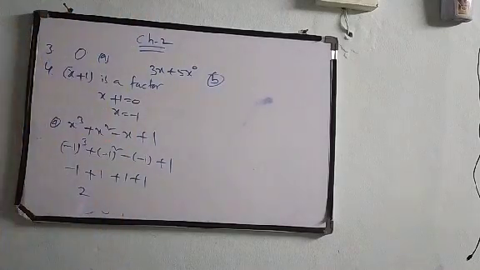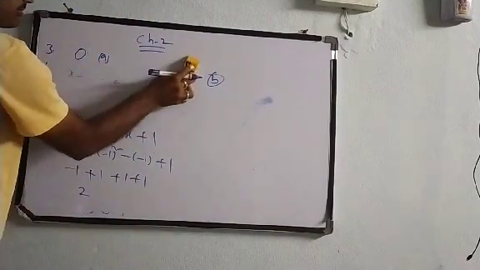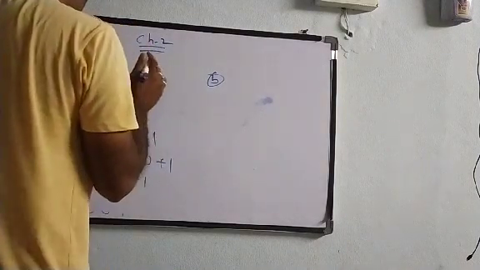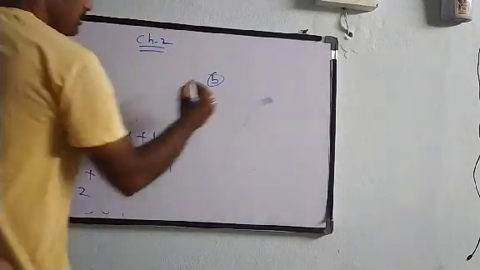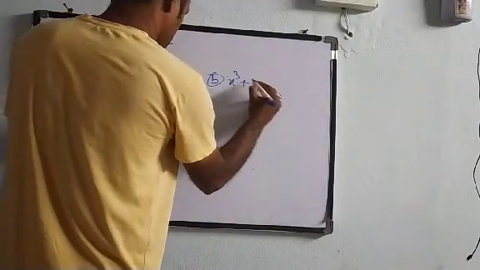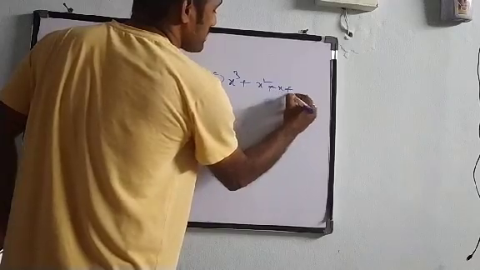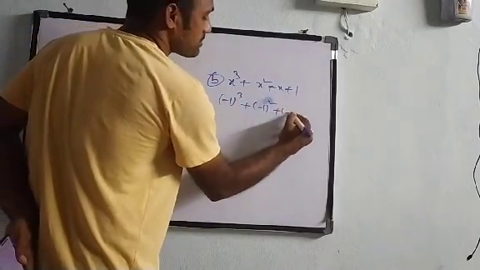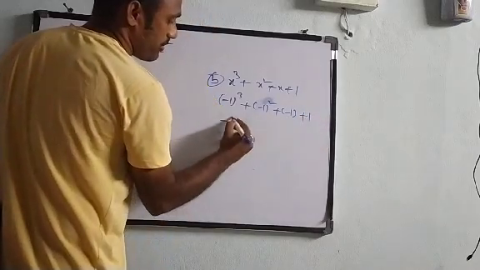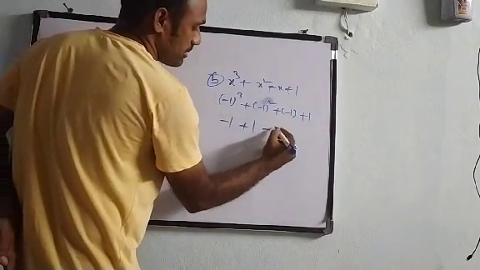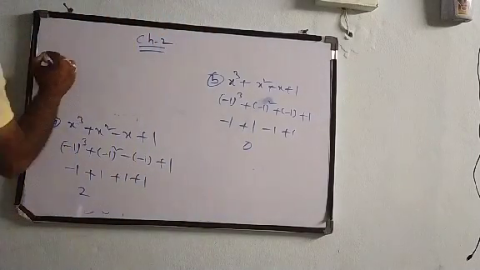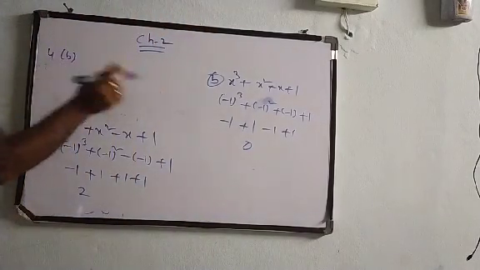Coming to the second option B. So all are plus: x cube plus x square plus x plus 1. So minus 1 whole cube plus minus 1 whole square plus minus 1 plus 1. So minus 1 whole cube will be minus 1, here plus 1, here minus 1 plus 1. So the answer will be 0. So option B is correct. Fourth answer is option B. Why? Because we are getting the answer as 0, so it is a factor.